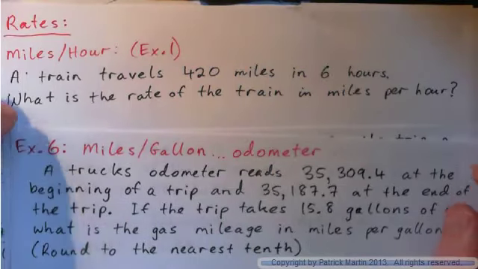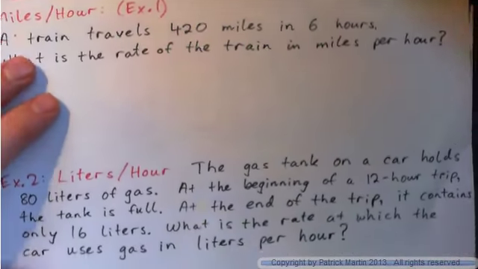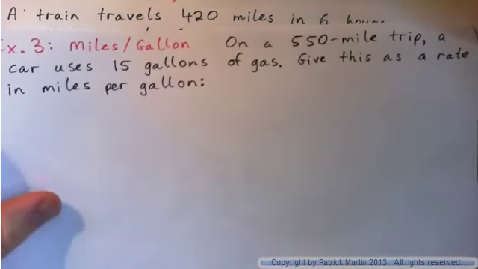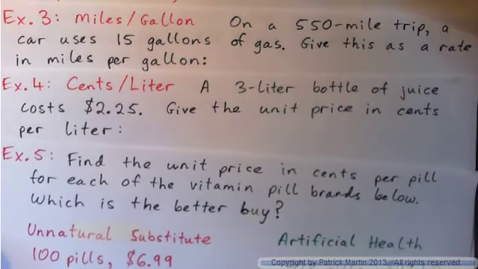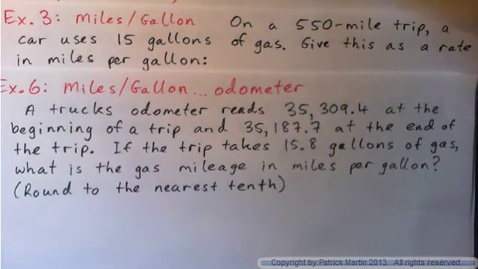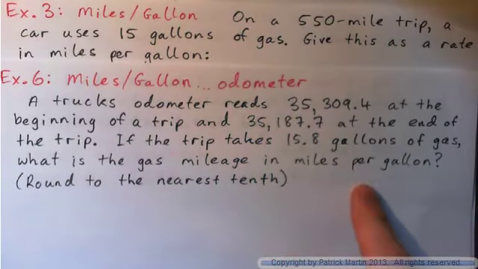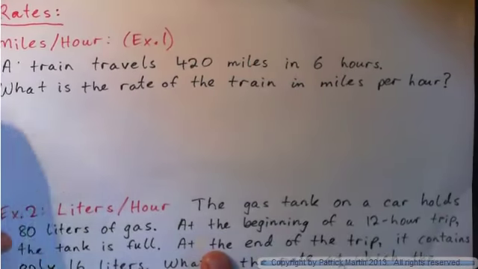Okay, in this video we're going to look at rates. So we'll start with miles per hour, example 1, then example 2 is liters per hour, example 3 miles per gallon, example 4 cents per liter, example 5 price for a pill, and example 6 miles per gallon given the odometer reading. So let's start with example 1.